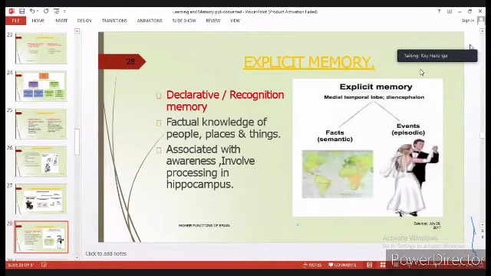I think we've already talked about this one. So the explicit memory to do with factual knowledge of people, places, and things. So which could be semantic memory or episodic memory. For this one, you need to be aware. And because you need to be aware, it will involve the hippocampus as part of the brain parts that will be involved in your storing that memory. Will be the hippocampus as one of them. And then you also need to use your temporal lobe as part of the brain that is needed for the same.